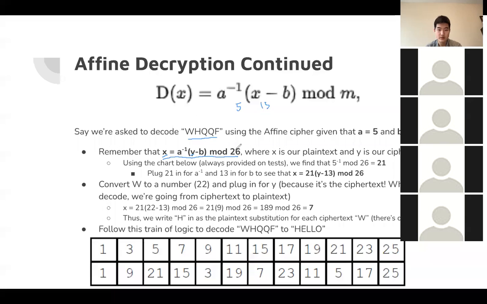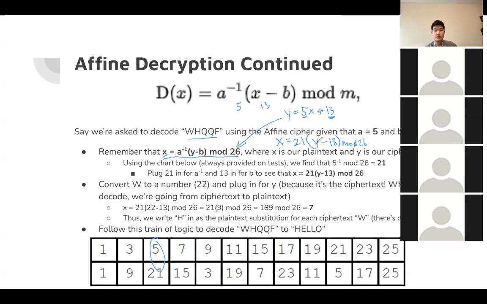So what we need to do now is we had y equals 5x plus 13. And we need to rearrange that into this form. So we have x equals, this is a, so we need to find the modular inverse of a. And if we look at the table, 5 and 21 are modular inverses. So we have 21 parentheses, y, b value doesn't change, it's just b, so y minus 13, mod 26.